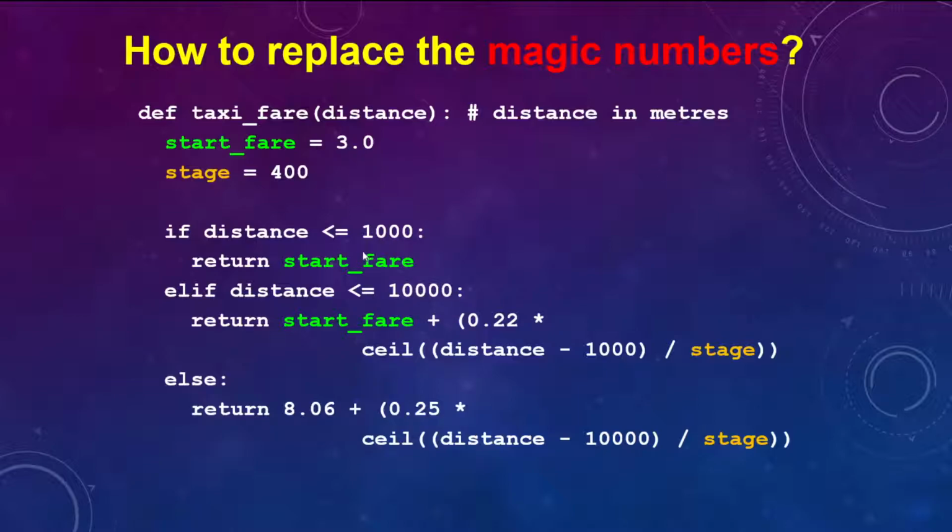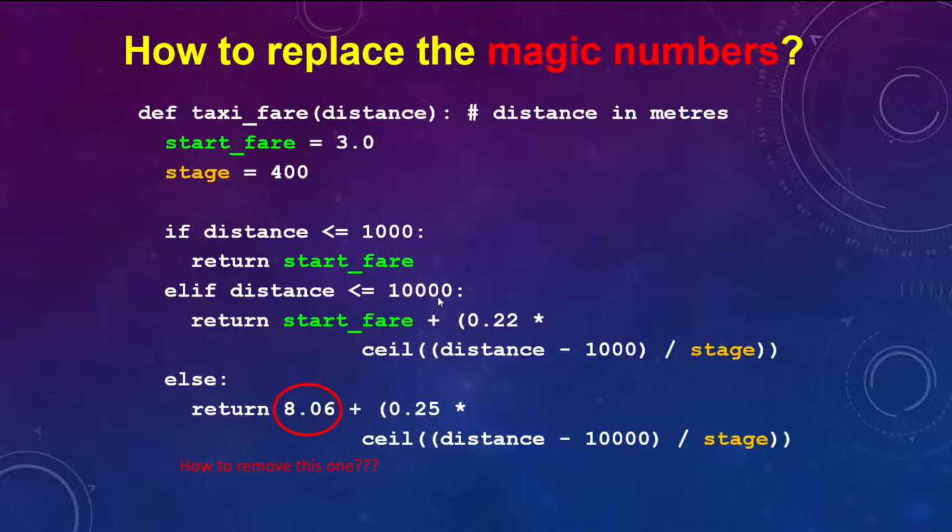So instead of hard coding 3.0 here, I assign it to a variable called start fare, 3.0, and then the stage here I put as 400, so then I can just use stage over here. So when I want to update this function, it's very easy. I just need to change these values on top, 3.0 and 400.